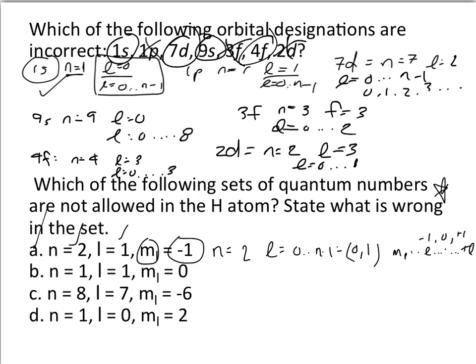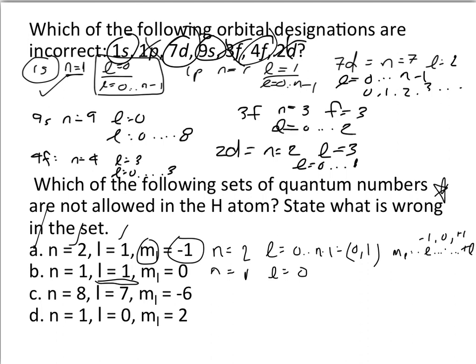Let's go ahead and look at question number 2, or B, excuse me. So n equals 1 in this case. So L in this case can be from 0 to n minus 1. n minus 1 in this case is going to be 0. So we immediately have a problem with our L value.